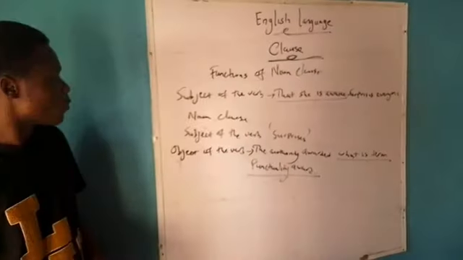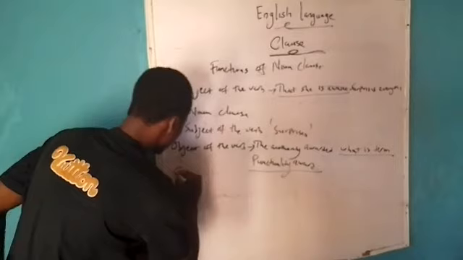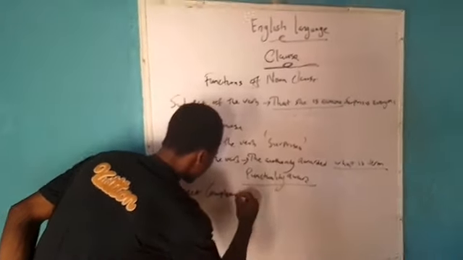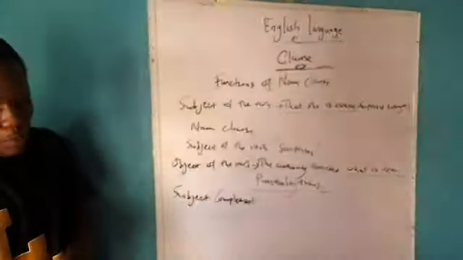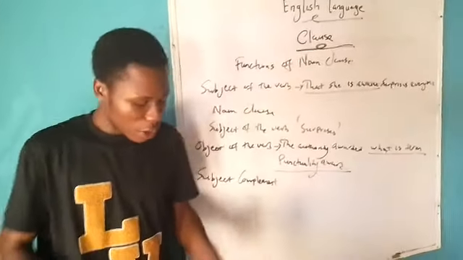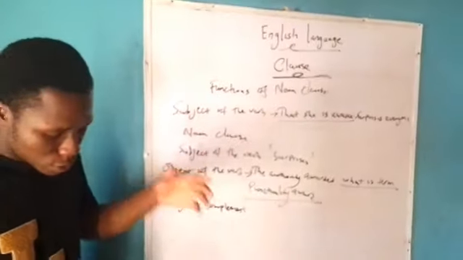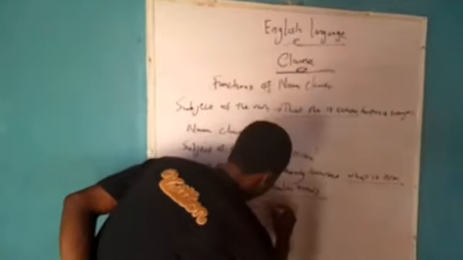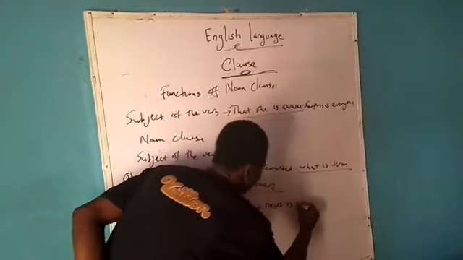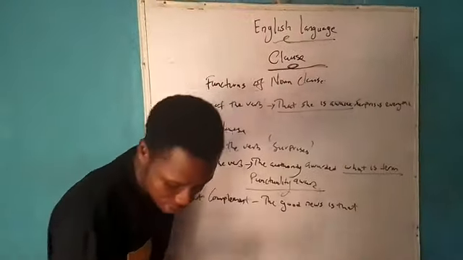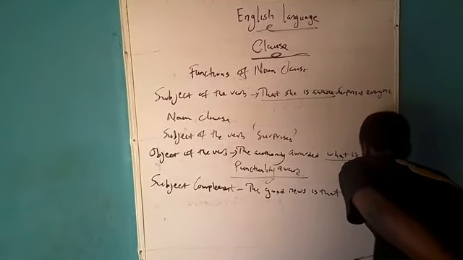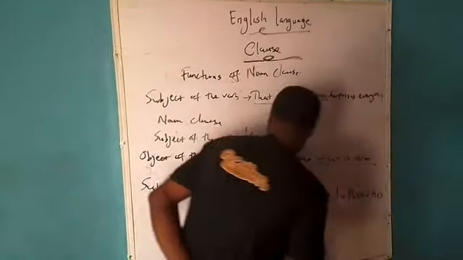Now let's move to the next function, which is subject complement. Subject complement. When we talk about complement, it's giving us more information about the thing. That's complement. Now let's look at this example. The good news is that the past is JAMB exam.